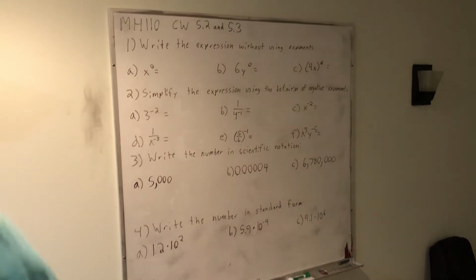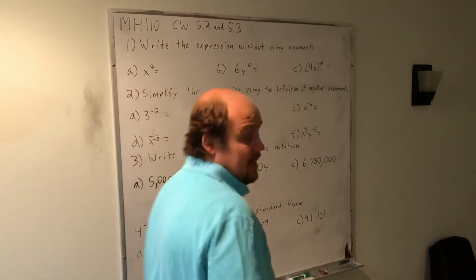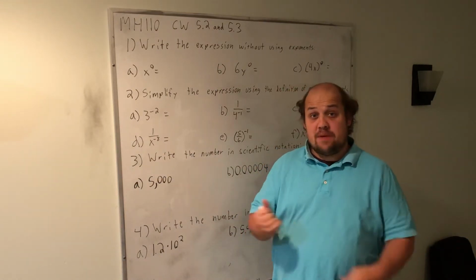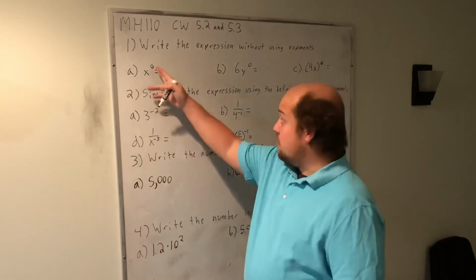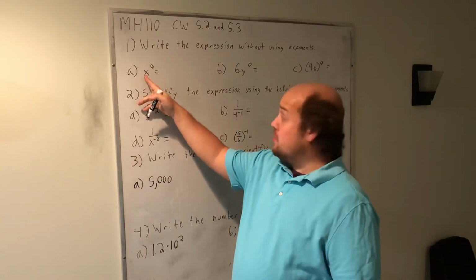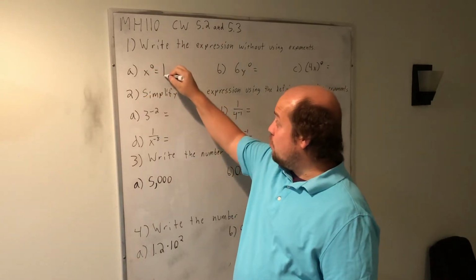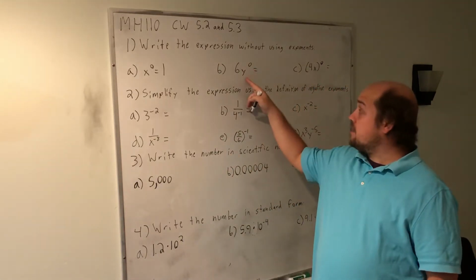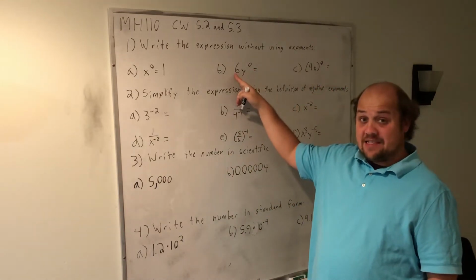This classwork begins with using a zero exponent. Basically, the way I use a zero exponent is anything that applies to it becomes 1. So here, 0 applies to the whole thing, or in other words, x, so I can just write the answer 1. In this case, that 0 exponent only applies to the y. It doesn't apply to the 6.